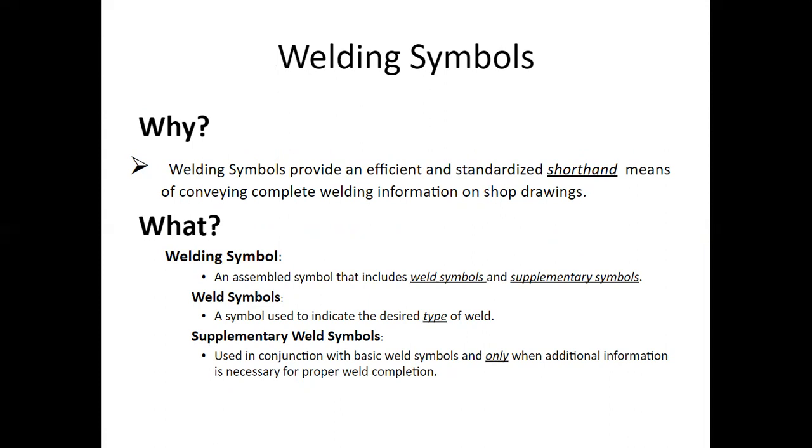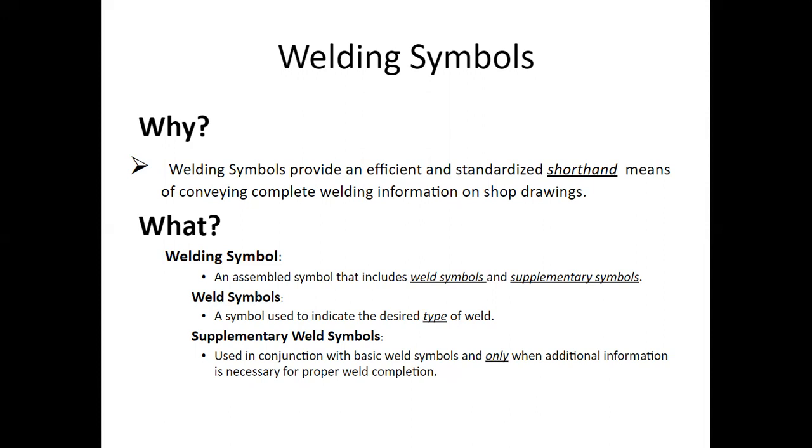So what is a welding symbol? A welding symbol is an assembled symbol that includes weld symbols and supplementary symbols. Weld symbols just say, hey, this is what the weld is like. Supplementary symbols are all that extra information that says, this is how it's done, this process, this way, this size.